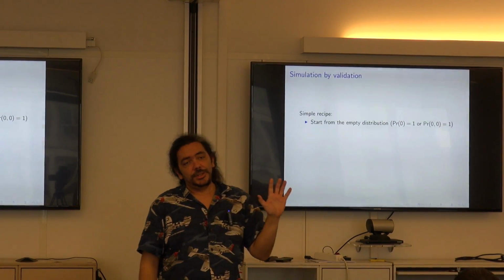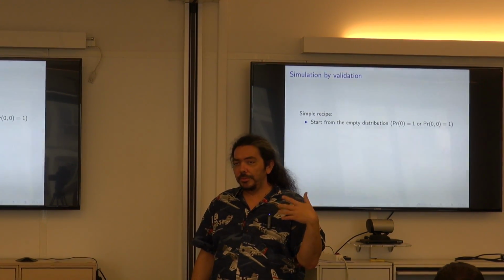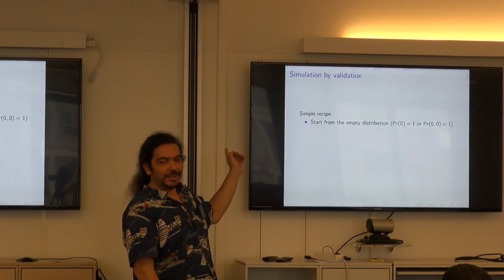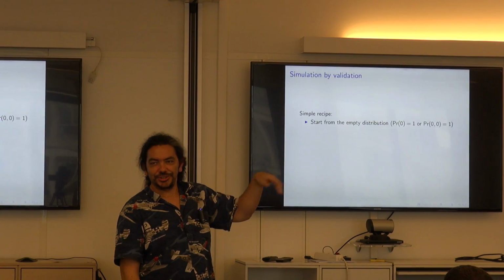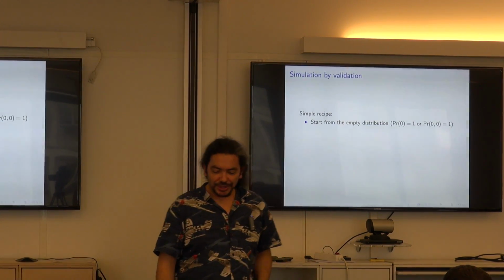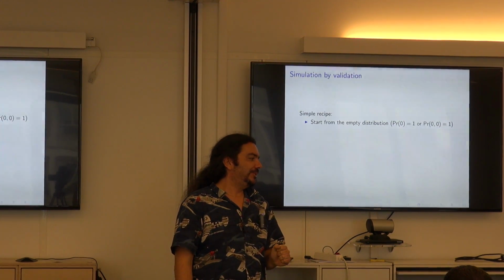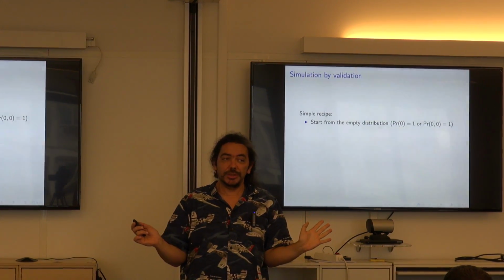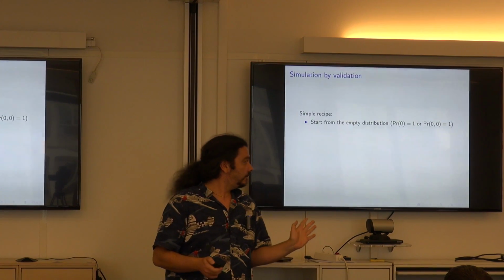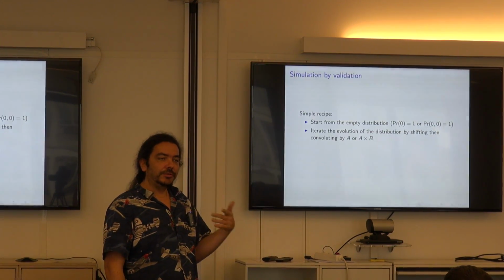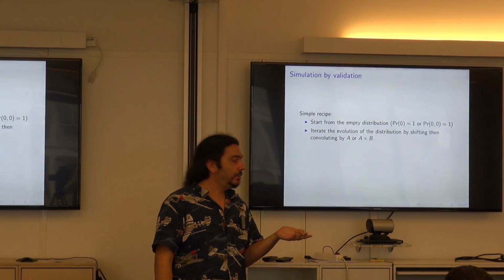And so this is to get the numerical value from the equation, but it's also nice to validate by simulation, and not to simulate by validation. Sorry, it was an inversion. So how do you do this? Well, like for the formulas, you start from the empty distribution with probability 1, and you just evaluate the evolution of the distribution with time.